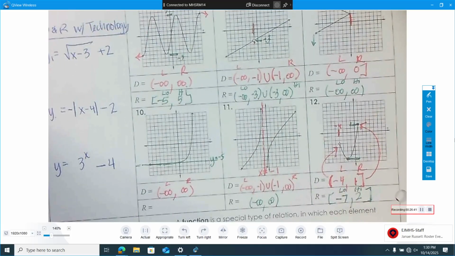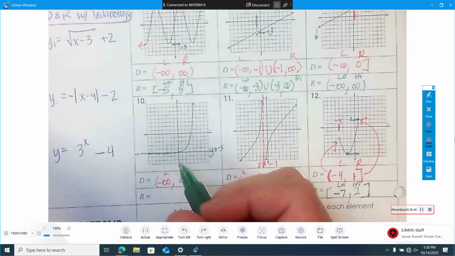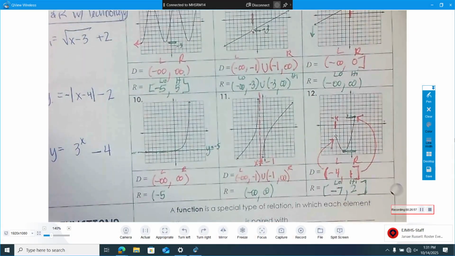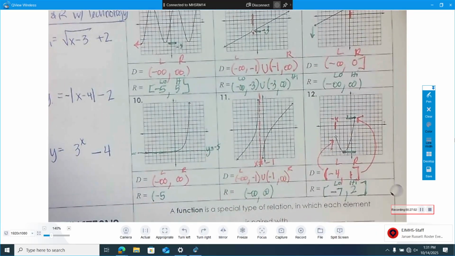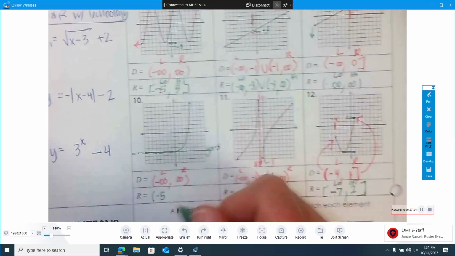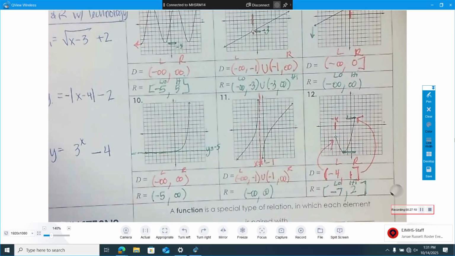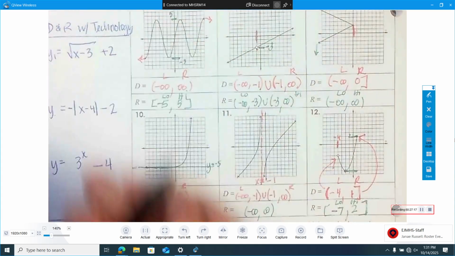But the range is a little different. What is our lowest y value? -5. Now the question is, do we actually touch -5 or do we just get infinitely close? We get infinitely close to it, but we never actually equal -5 because there's an asymptote there. But we are getting really close to -5. And then how high does our graph go? Infinity.